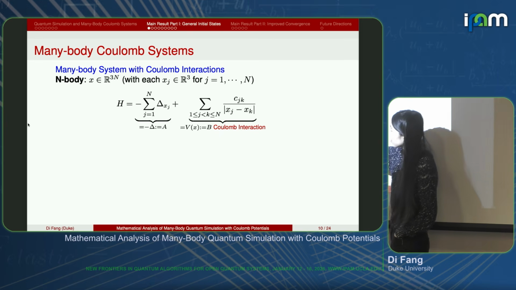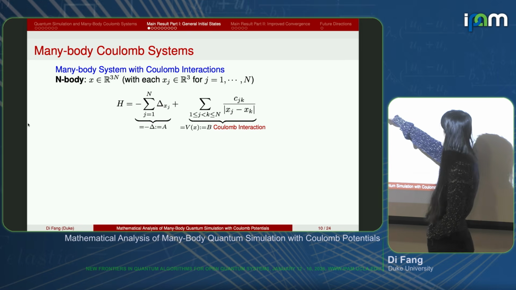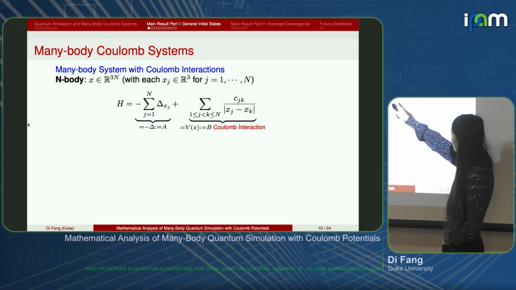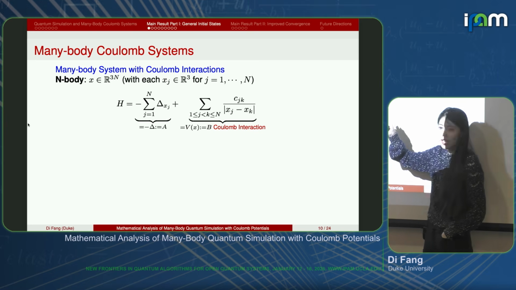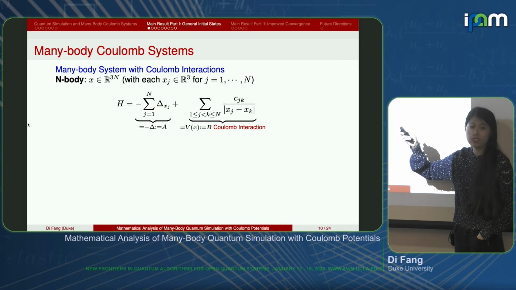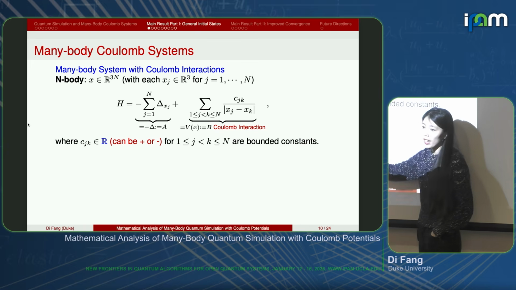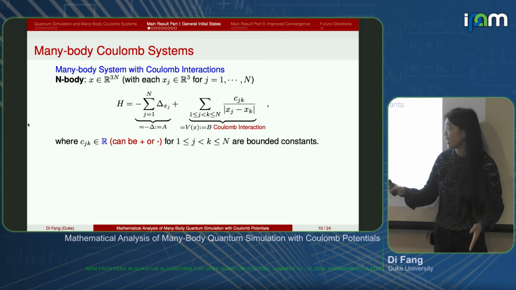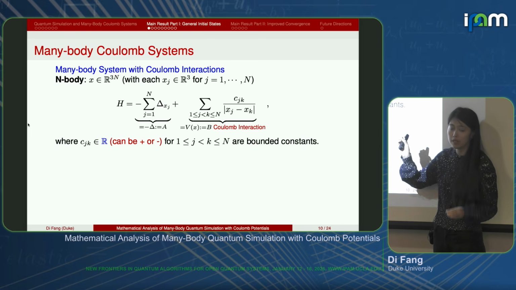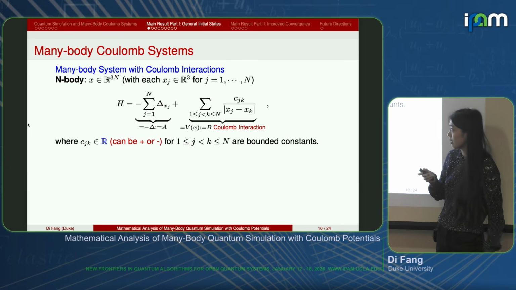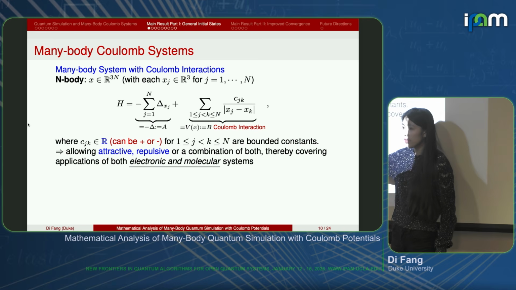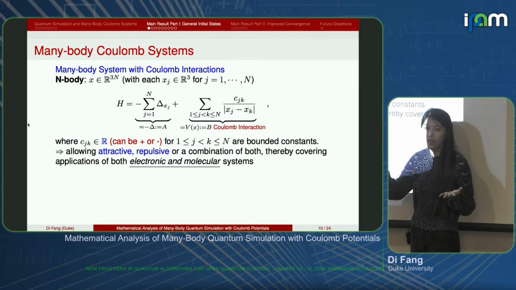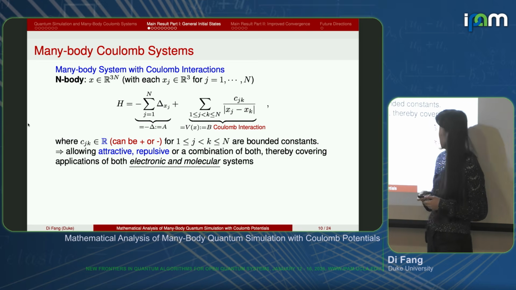So the Hamiltonian is just a kinetic part, which is the regular kinetic operator, and this Coulomb interaction is the same Coulomb interaction that we use in the physical model. It's exactly the same. It's just that this C_jk represents the electronic or nuclei charges. And I'm allowing the C_jk to be either positive or negative. All I need is that they are some finite number. They cannot be infinity, and the bound of this number I'm going to call C0. They can be anything, as long as they are finite. So by allowing positive and negative signs, we can account for the electronic structure problem and also molecular dynamics, because we can account for attractive, repulsive, or a combination of both.